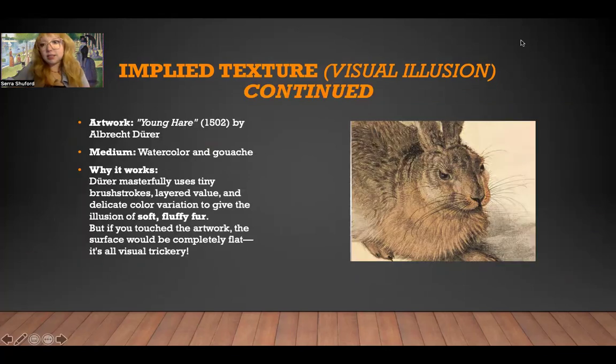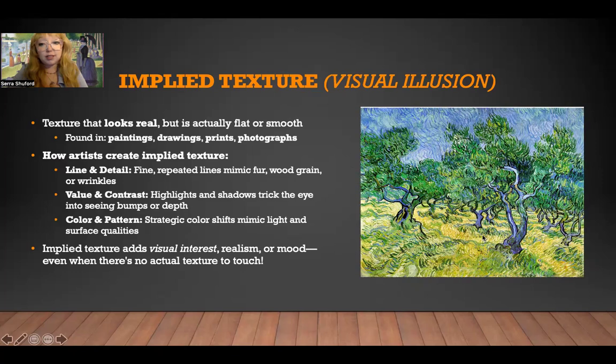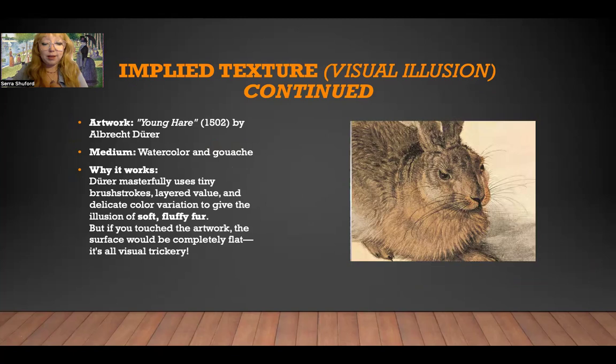And this is another artwork. It is Young Hare by Albrecht Dürer. This is a watercolor and gouache piece. And why this piece works: Dürer masterfully uses tiny brushstrokes, layered value, and delicate color variation to give the illusion of soft, fluffy fur like we see here. But if you touch the artwork, the surface would be completely flat. It's just visual trickery. So just like with this piece, the Van Gogh piece also does the same thing, where there is not actual physical texture there, but there is the implication of texture.